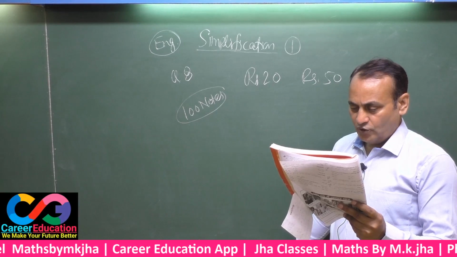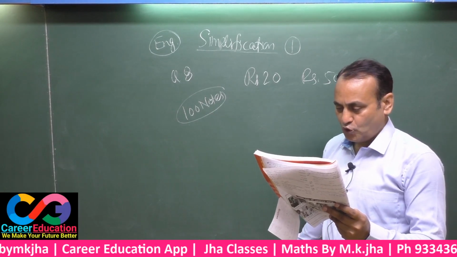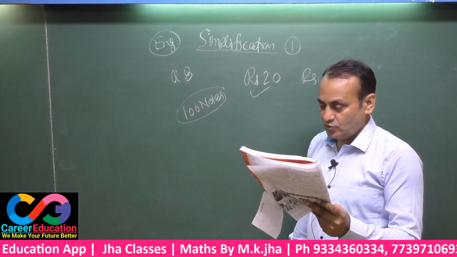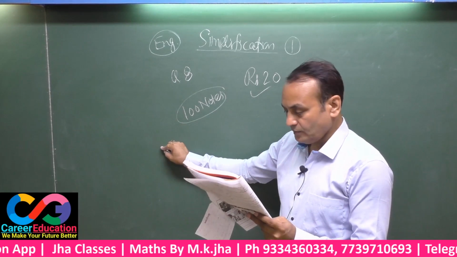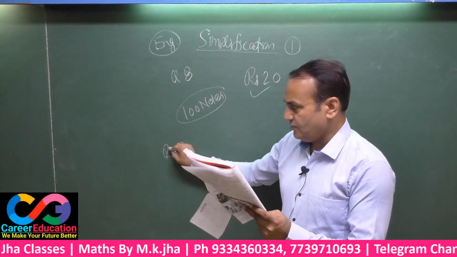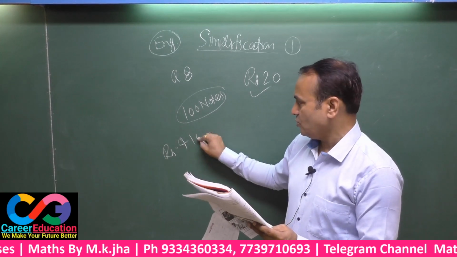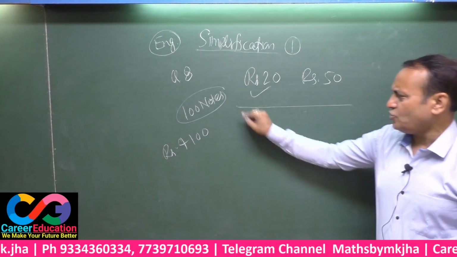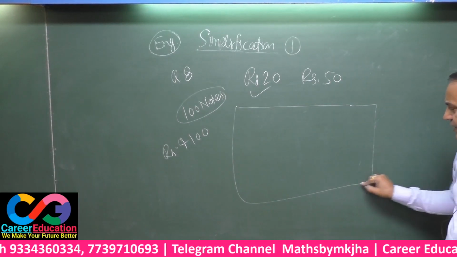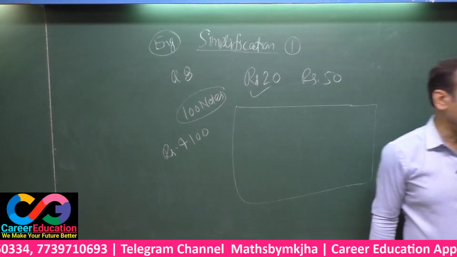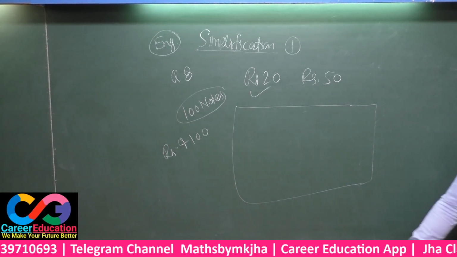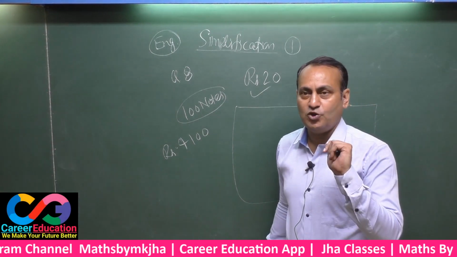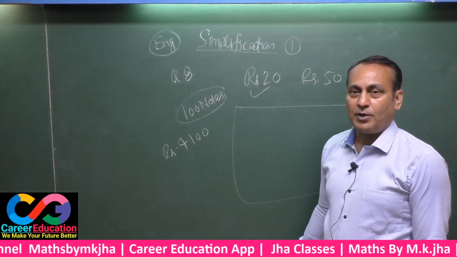The total value, see here, the total value is rupees 4100, and we have to point out the number of rupees 20 notes. This is also based upon the same situation. Certainly, see here, there are 100 notes. Out of them, some are of 20 denominations and some are of 50 denominations. You have to pick up the number of rupees 20 notes.